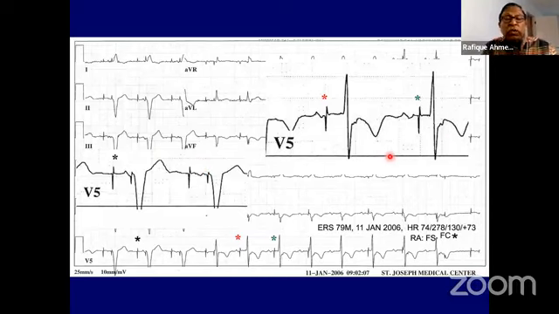Now, two issues. One, why is it failing to capture the atrium? Maybe the output is not set right. Maybe the threshold is not good. Same with the P wave sensing, maybe the sensing amplitude of the P wave is 1 millivolt and I put the sensing at 1, it's not sensing it. So we can reprogram it. Or maybe it's totally malfunctioning, the lead. And so you have to do a detailed programming of this device.